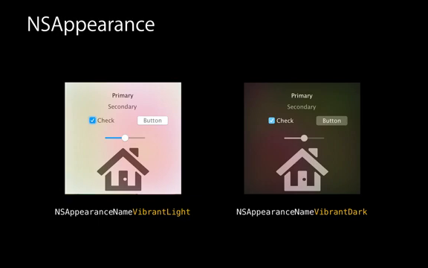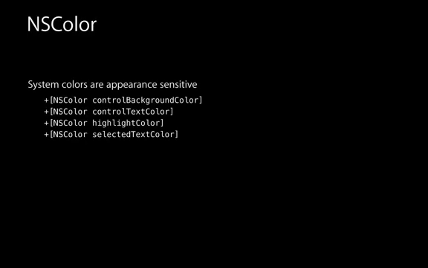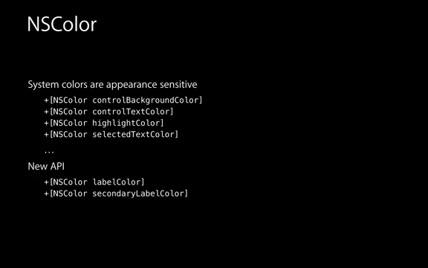So I mentioned color here, so it probably won't surprise anyone to know that NSColor has some notable mentions here. The big one is that system colors are appearance sensitive. So if you use vibrant light or vibrant dark, the system colors are going to return different effective values. So system colors are things like control background color, control text color. There's dozens more. They're in the NSColor header and the documentation. We also have 2 new system colors, and that's label color and secondary label color. And Corbin will also talk about these in depth.